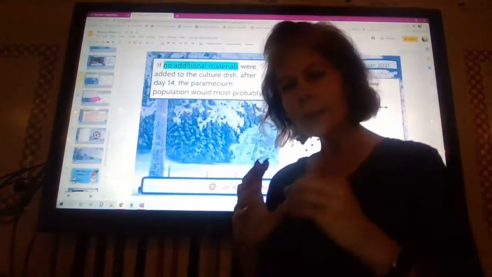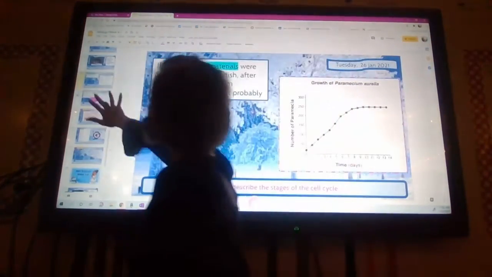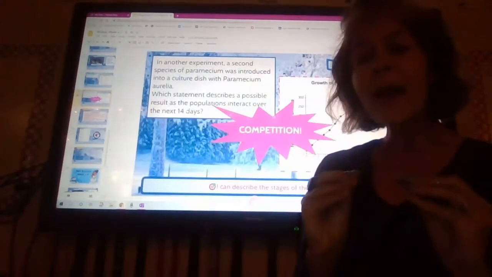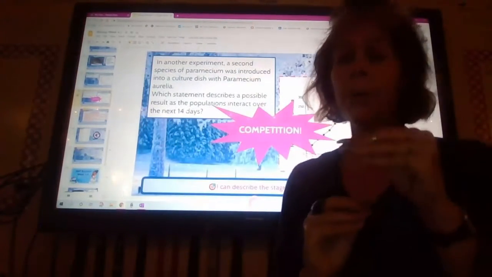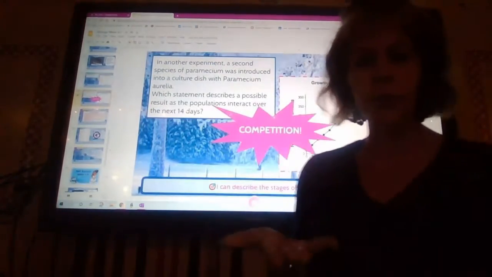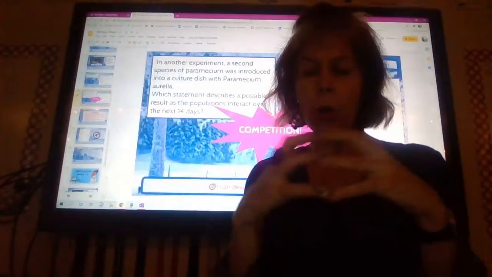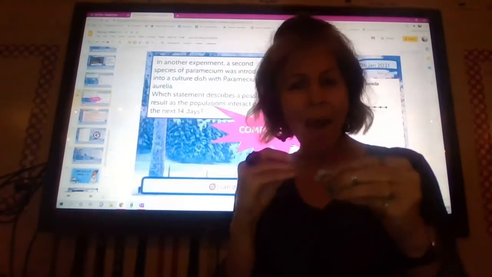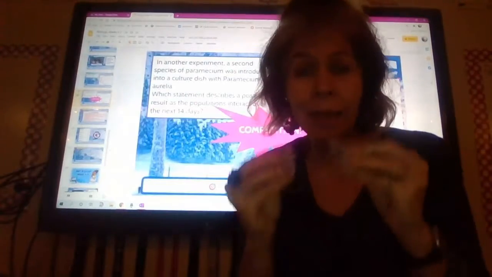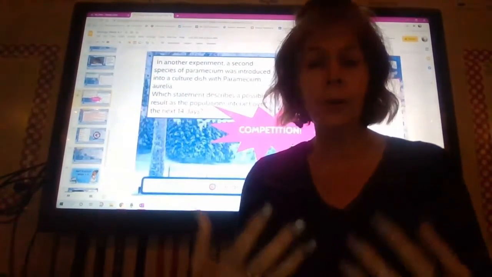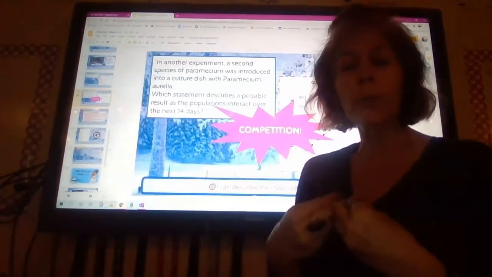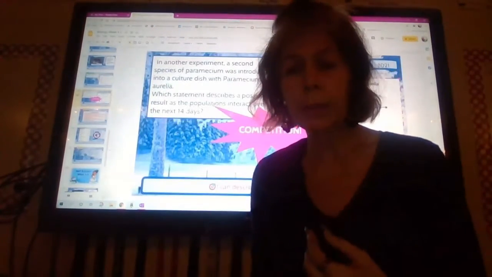The next question is related to it. It asks, what if we add something new, another paramecium? Think about this. The key word is competition. There are no new nutrients, and now we're adding another organism that's competing for the same amount of food. Well, what's naturally going to happen? Food is being taken away from the original, so their population will decrease.